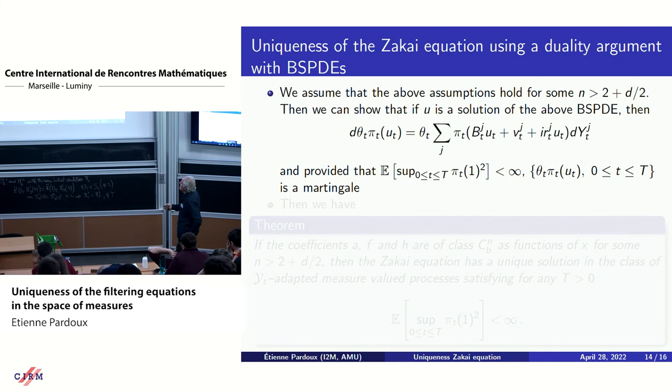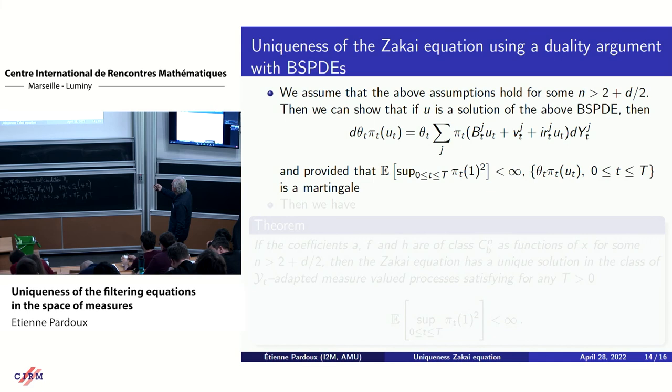Now we assume that the above assumptions hold for some n larger than 2 plus d over 2. This is to ensure that the solution, together with its first and second order derivatives in x, are bounded functions. Then we can show that if u is a solution of the above BSPDE, the differential of this product is theta t times the sum over j of pi t of b j u t plus v j t, which is the second part in the solution of the BSPDE, plus r j t u t d y j t.